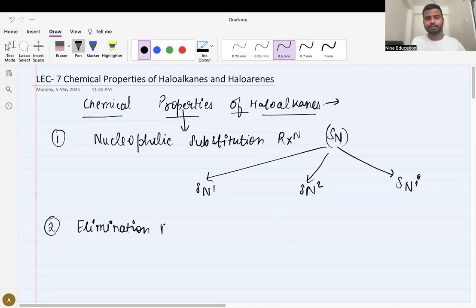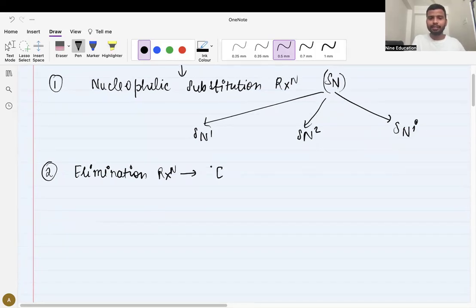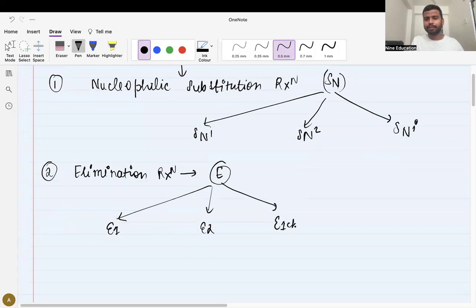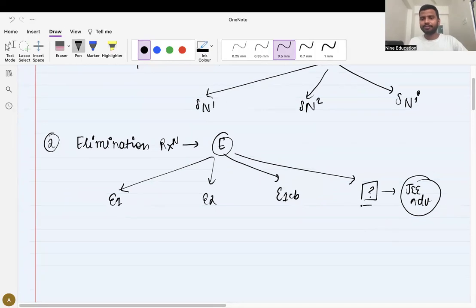Elimination reactions. See, in elimination reactions we have learned that elimination you have to do. So how many types of mechanism we have? Elimination E1, E2 and E1CB. And there is also one more for the advance one. है ना? वो हम लोग advance में we will talk about. So first one is E1, E2, E1CB. One more is there. So these 4 are the 4 mechanisms of eliminations.